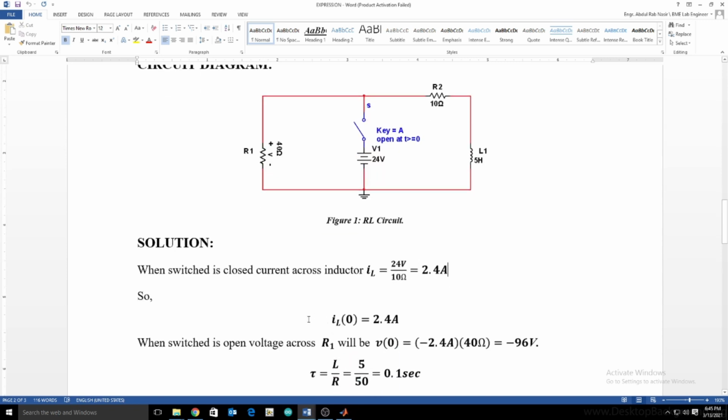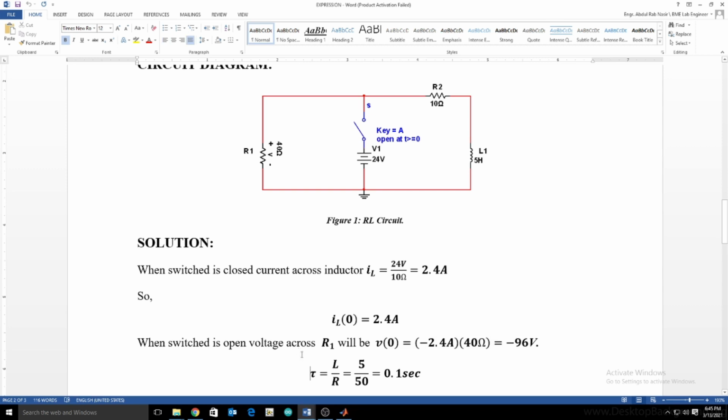Initial current will be 2.4 ampere, and now we have to find, when the switch is open, the voltage across R1. So the voltage across R1 will become this thing and this resistor. R1 and R2 will be in series, but we have to find the voltage across R1. So we can easily just multiply the ampere current by the resistance by applying a simple Ohm's law formula.